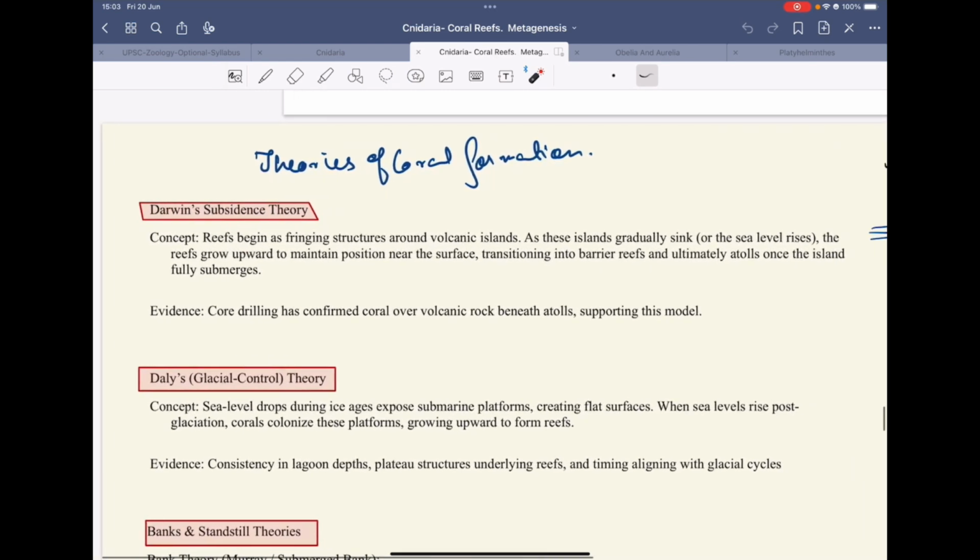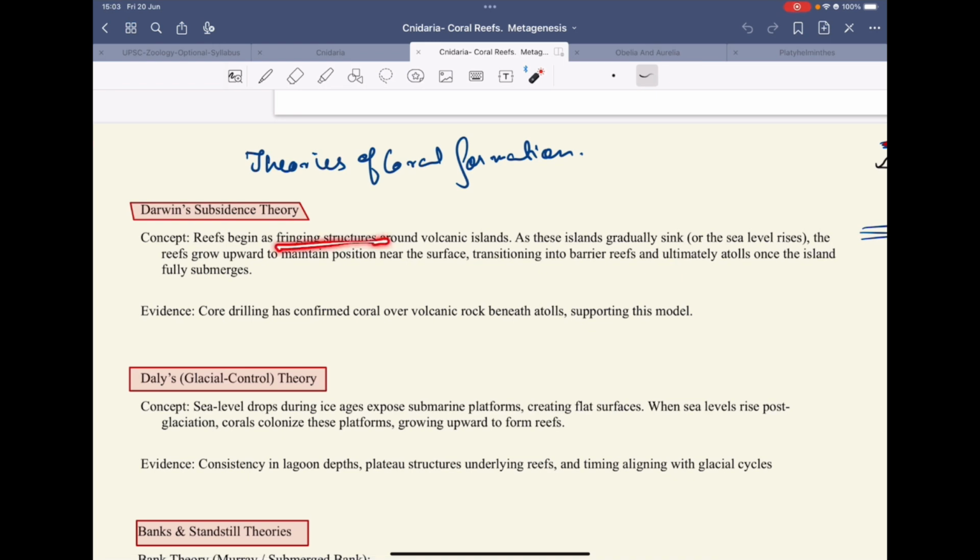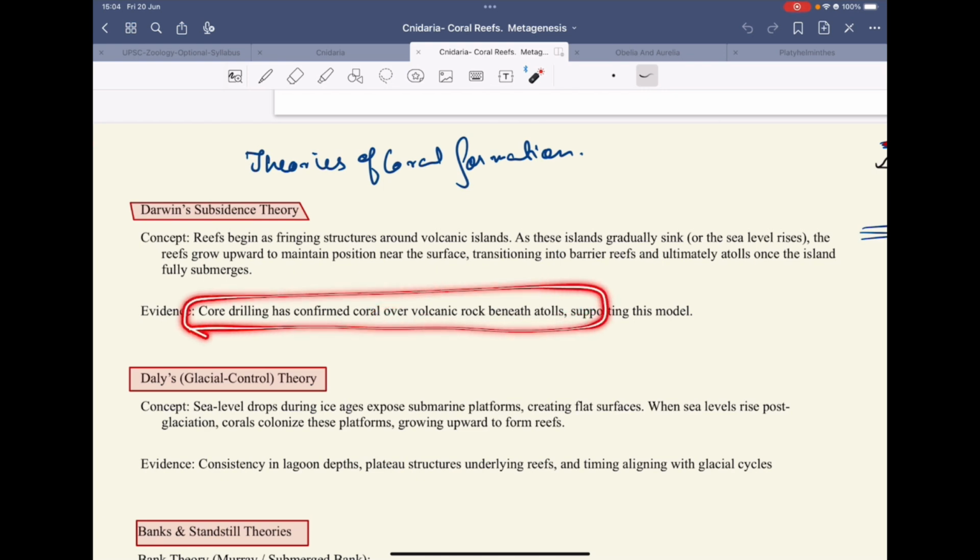So the subsidence theory says that reefs begin as a fringing structure around a volcanic island. As these islands gradually sink, the reefs grow upward to maintain their position near the surface, transitioning into a barrier reef and ultimately atolls once the island is fully submerged. Coral drilling has confirmed coral over volcanic rock beneath the atolls, and this is supporting evidence. This is a model for the Darwin subsidence theory.